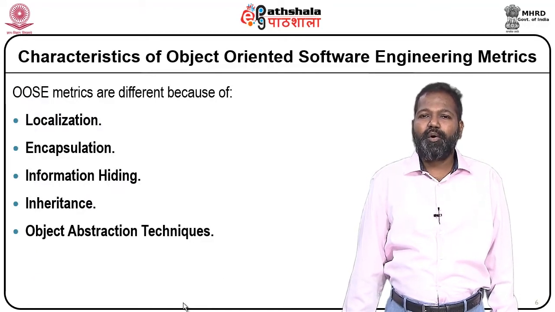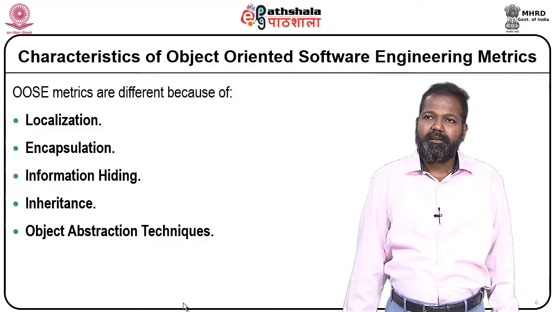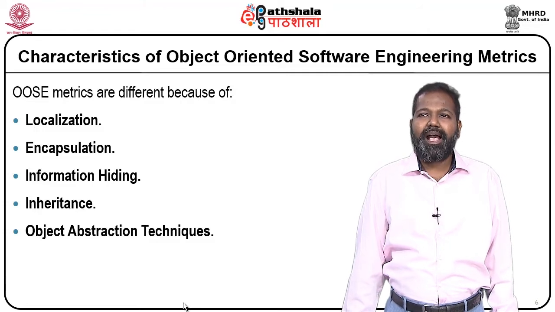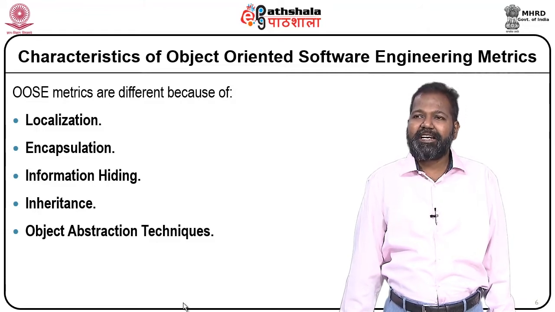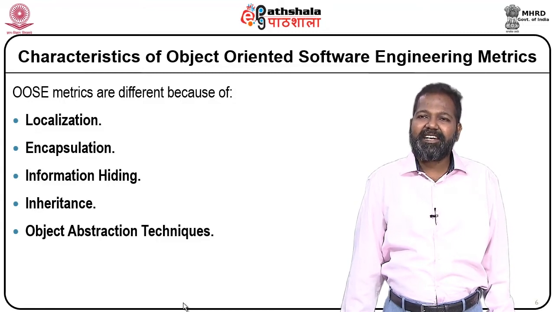Characteristics of object oriented software engineering metrics. First, let me give you an introduction towards object orientation. What is an object? An object is an entity of interest with well defined attributes and exhibits behavior. Behavior is through operations that are performed on an object.